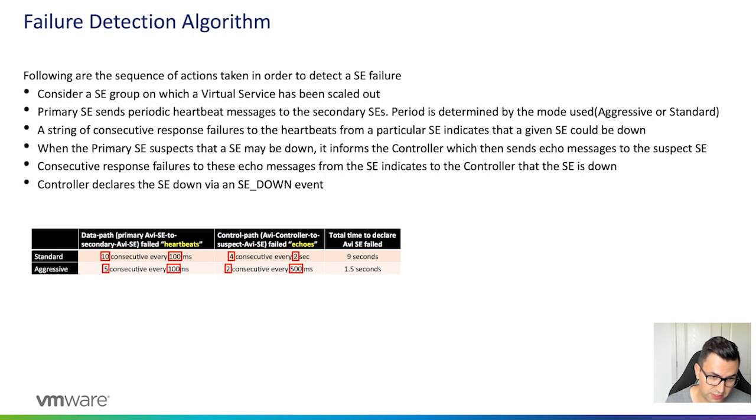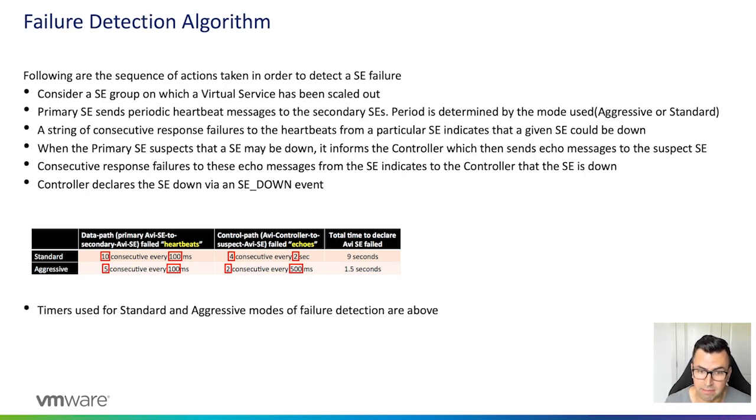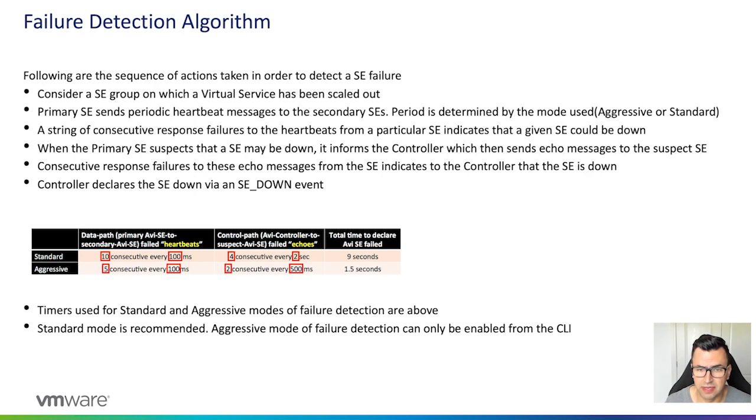Now, switching to the aggressive mode, we have 5 consecutive failures every 100 milliseconds. So we have 0.5 seconds here, and then 2 consecutive messages fail every 500 milliseconds from the controller to the SEs. That's 0.5 plus 1 second, for a total of 1.5 seconds to determine. Much more aggressive. Again, the aggressive method can be enabled through the CLI. However, we recommend the standard way.